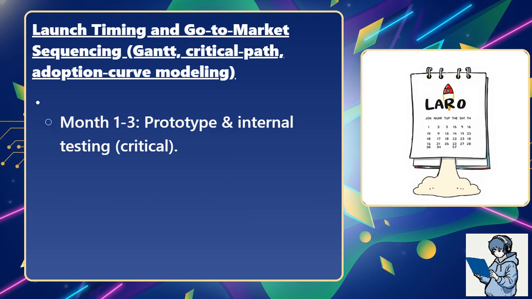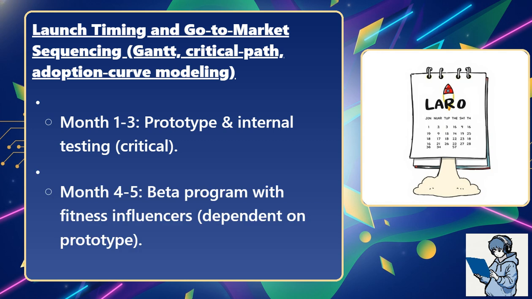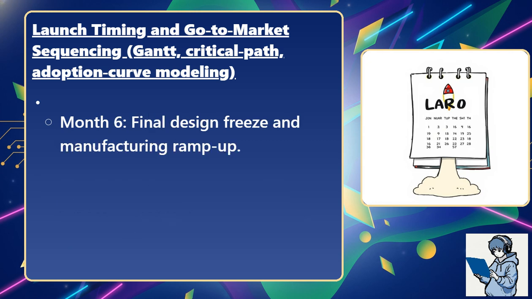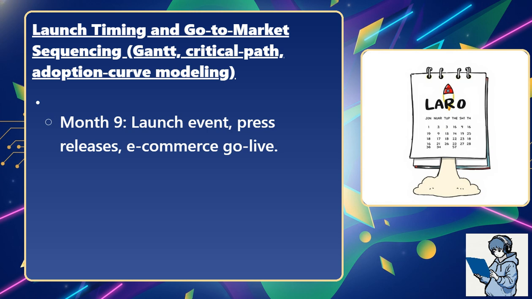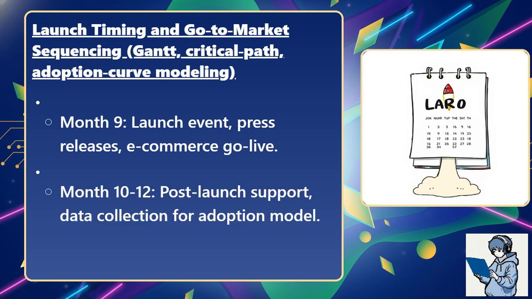Month 1 to 3: prototype and internal testing, critical. Month 4 to 5: beta program with fitness influencers, dependent on prototype. Month 6: final design freeze and manufacturing ramp-up. Month 7 to 8: pre-launch teasers on social media, secure retail shelf space. Month 9: launch event, press releases, e-commerce go live. Month 10 to 12: post-launch support, data collection for adoption model.